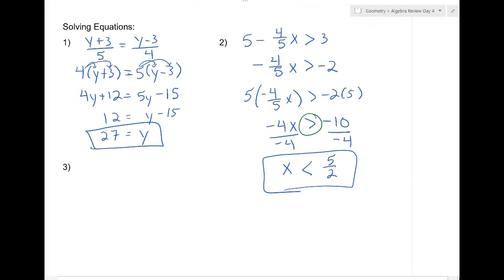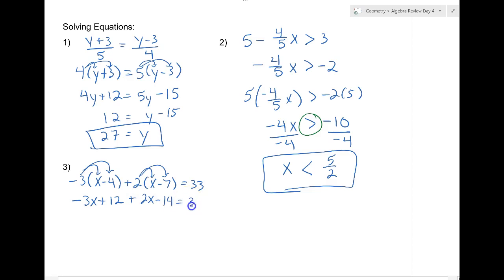All right, last equation, number 3. We're going to have the following: negative 3 times the quantity x minus 4 plus 2 times the quantity x minus 7 equals 33. Now remember the rules. If you guys remember on this one, you cannot move sides of the equation until you simplify. So when I do this, I'm going to distribute my negative 3 to get rid of my parentheses. So again, negative 3x plus 12. We're going to distribute the 2. So I get positive 2x minus 14 equals 33.